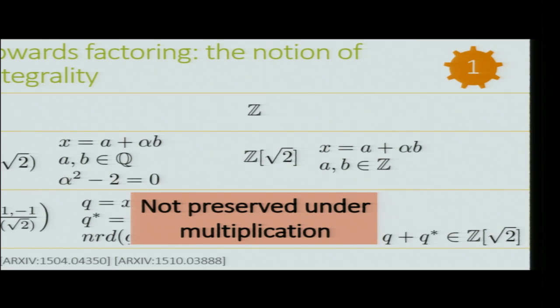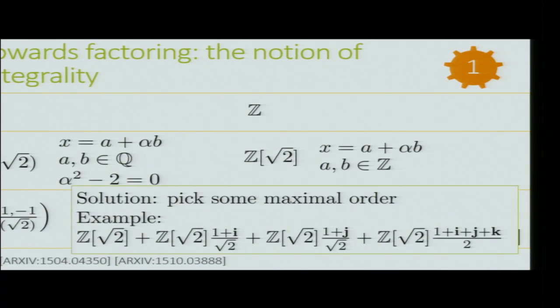The problem here is that we lose one very important property: integrality is not preserved under multiplication, because our algebra is non-commutative. If we take two integral quaternions, we don't always get an integral quaternion as a product. To solve this, we enforce it: we take a subset of integral quaternions that is closed under addition and multiplication and has some extra properties. It's full rank, so by multiplying by scalars you can get your full algebra.